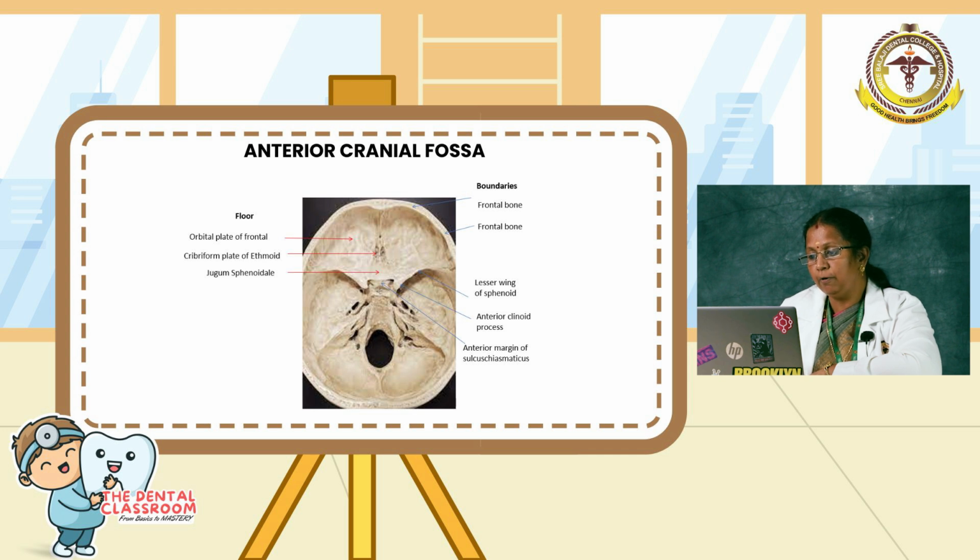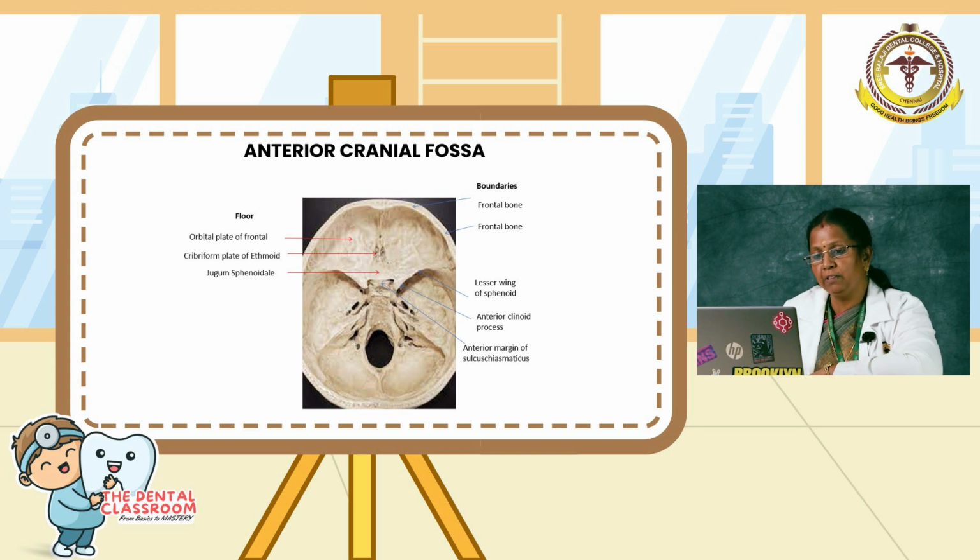So, behind that we will have the anterior margin of the sulcus chiasmaticus. Sulcus chiasmaticus is the area where the optic nerves cross each other. Actually, the crossing is not happening in this position, but it happens at a higher level.